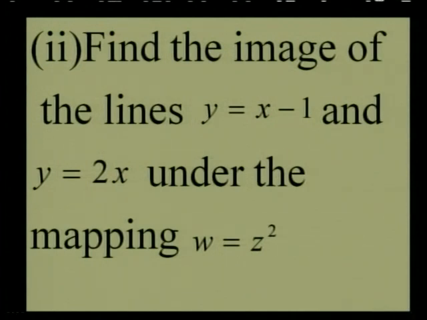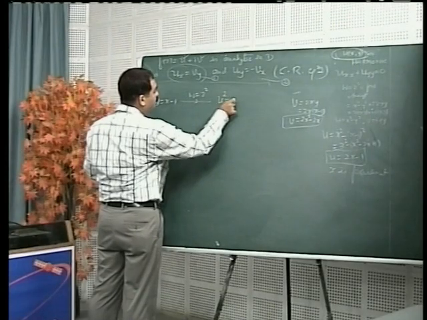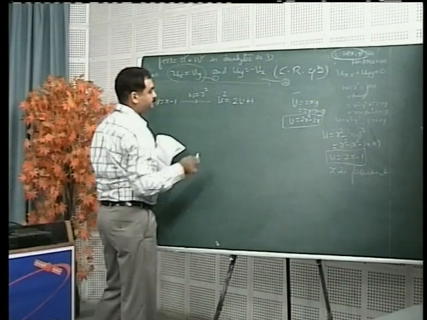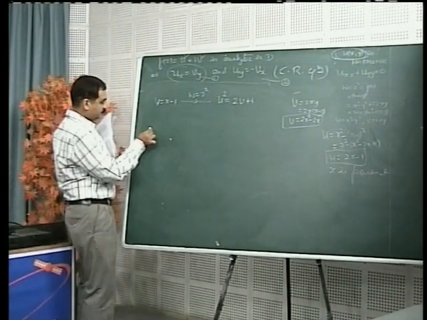Yes, by eliminating x from these two equations, the image of y equal to x minus 1 under the mapping w equal to z square is the parabola u square equal to 2v plus 1. Okay. Let's see by graph.